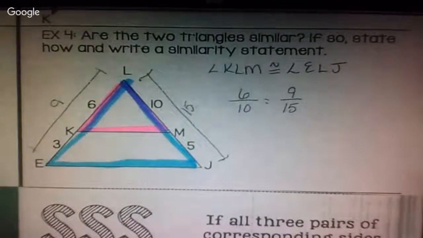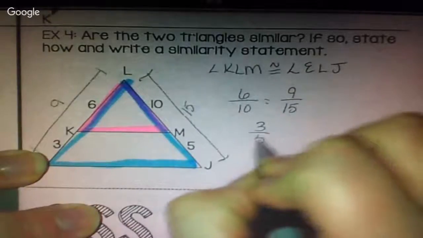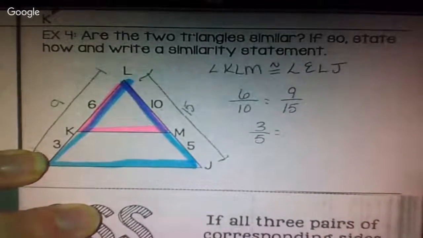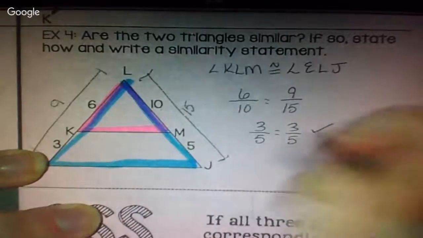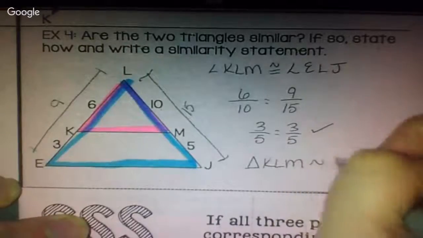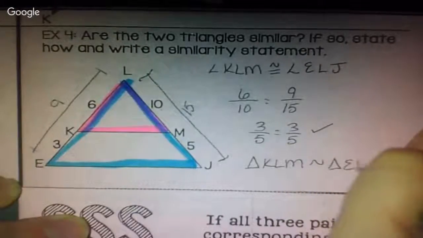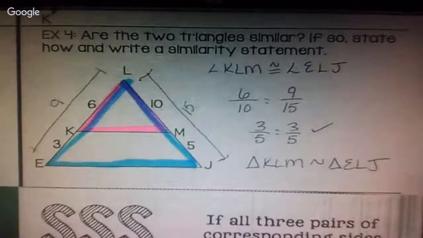Okay, so do we want to take Elijah's shortcut and see if we can just reduce it? What does 6/10 reduce down to? 3/5. What's 9/15 reduced down to? 3/5. They're equal, so we can say that triangle KLM is similar to triangle ELJ. I like SAS better.